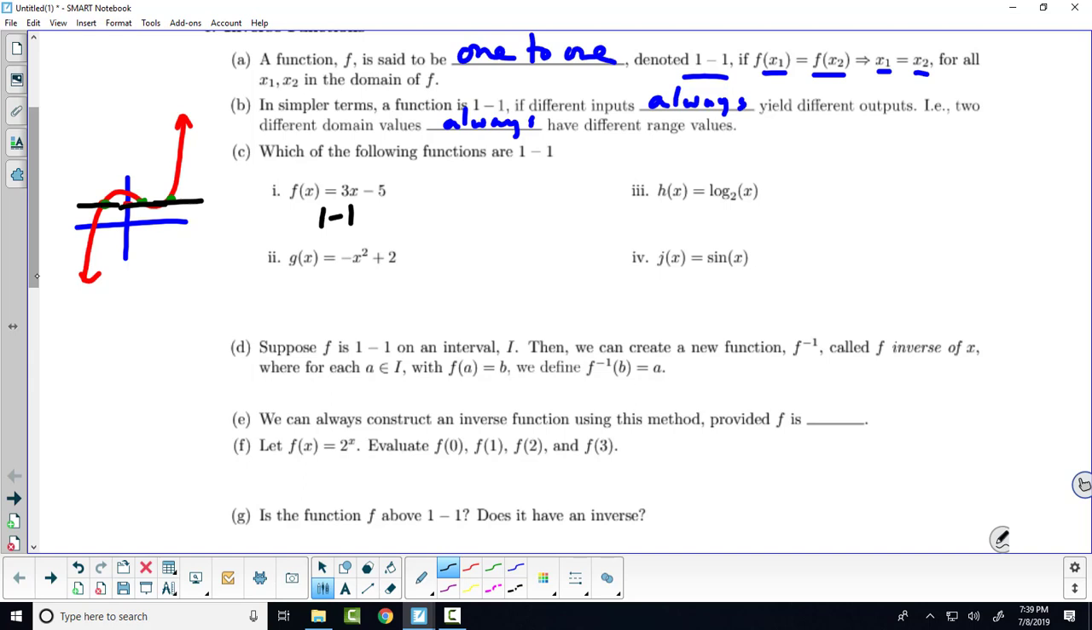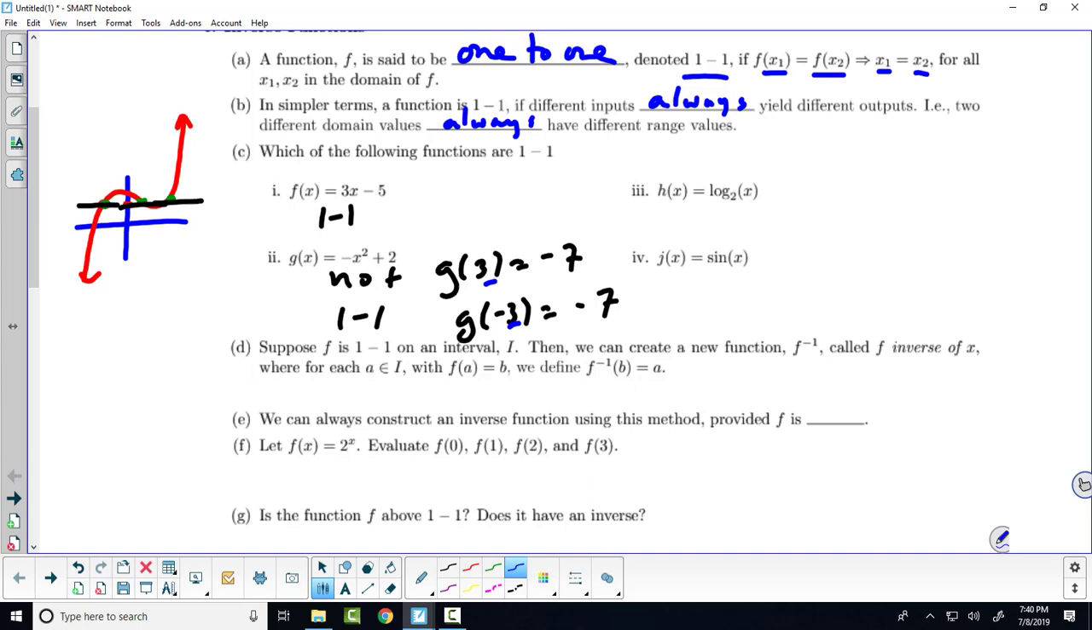How about this one? No, it's not a 1-to-1 function. You could see that from its graph. The graph is a parabola, so it fails the horizontal line test. Or, notice, if you were to plug in a 3, it spits out -7. G of 3 equals -7. What's G of -3? It's also -7. What do we see here? Two different domain values gave the same range value, violating the definition of what it means to be 1-to-1.